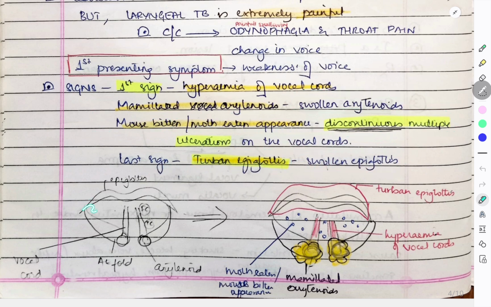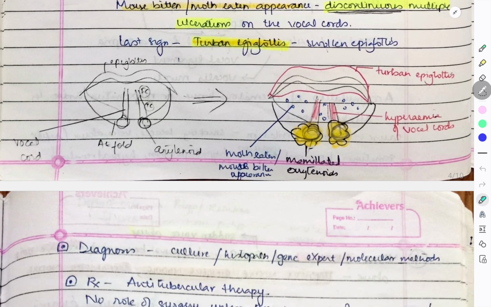So we'll see this again. The last sign was turban epiglottis, which means the epiglottis has now become swollen. Now this is turban epiglottis. There was this vocal cord. The first sign was hyperemia of vocal cord, you can see here. Then we had arytenoids, which will become swollen and mammillated. Then we have small, discontinuous, multiple ulcerations on the vocal cords. So these are the signs of TB larynx.